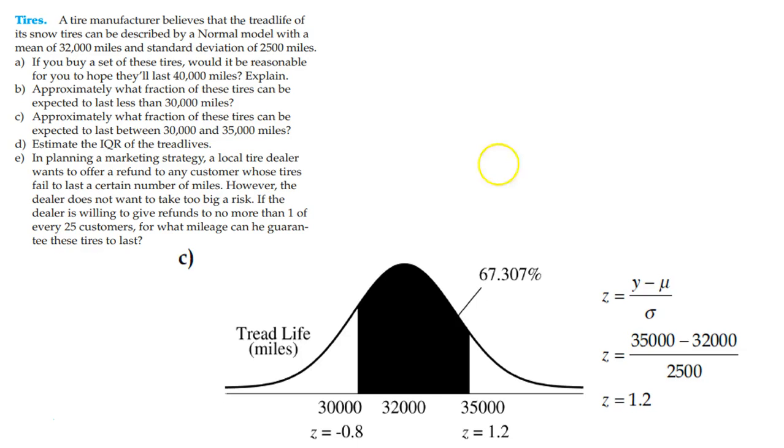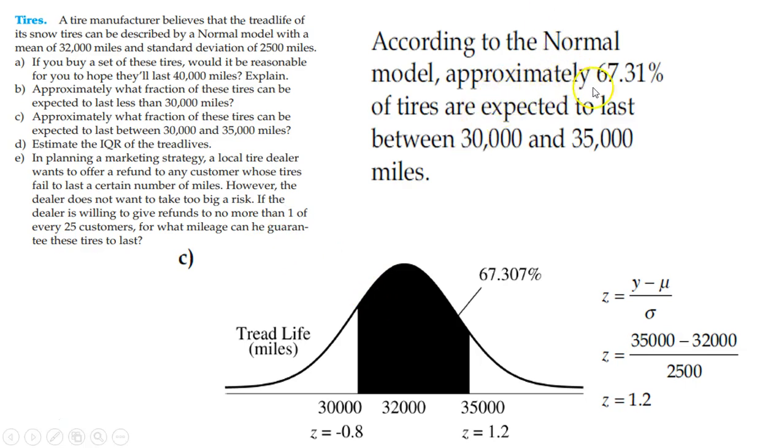Fractions are percents. Part C says approximate what fraction of these tires can be between 30 and 35. So between 30 and 35, because I want to know that percent, that's easy. Normal CDF, between 30,000, comma, 35,000, comma, the mean is 32,000, comma, standard deviation is 2,500, and I do get the 67.307 when I plug it into my normal CDF. So according to the model, approximately 67.31% of tires are expected to last between 30 and 35,000 miles.